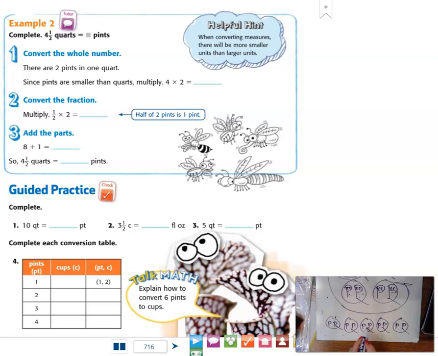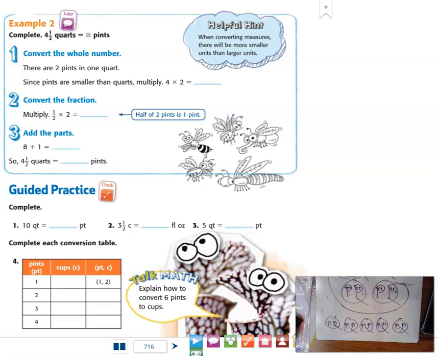Okay, so I've got my 5 quarts, and each quart has 2 pints in it. So now I can just count the P's and see how many pints are in 5 quarts. I've got 1, 2, 3, 4, 5 quarts, 2, 4, 6, 8, 10 pints. So in 5 quarts will be 10 pints. Okay. Now we're going to fill in a table just like we did on the other lesson with the measurement.